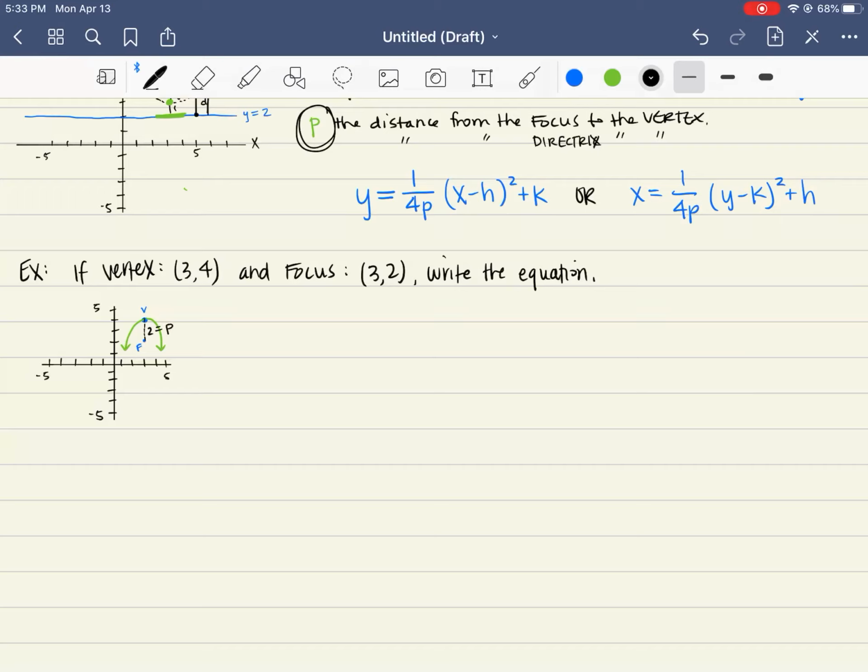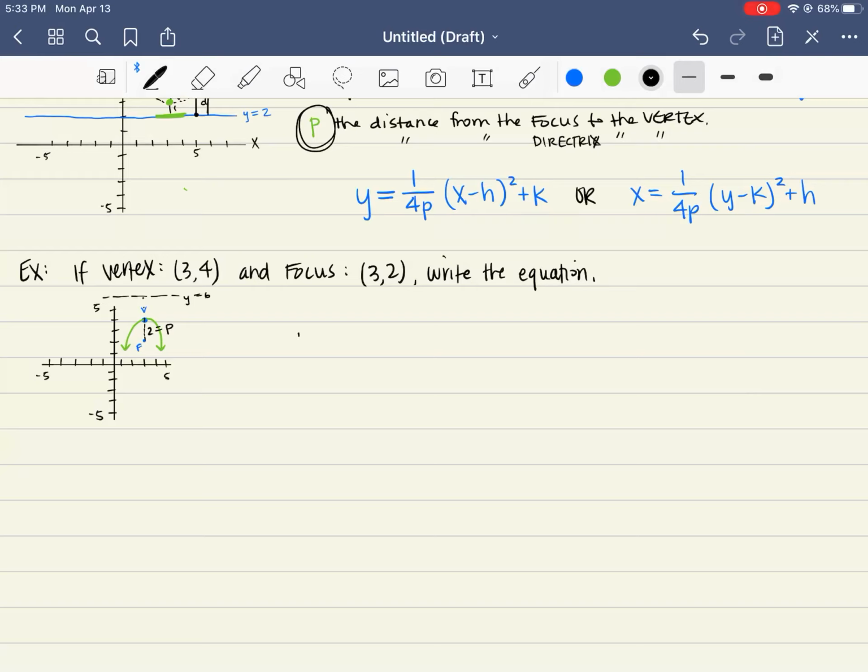And again, if we needed to, we could draw that directrix, right? The directrix would be 2 units up here. We could draw that little directrix right there. It would be at, it looks like 4, 5, 6. Okay, so we can kind of connect all those pieces.